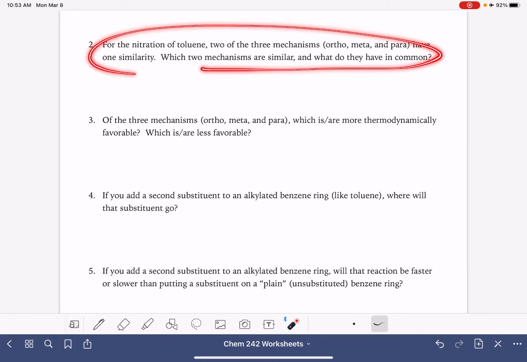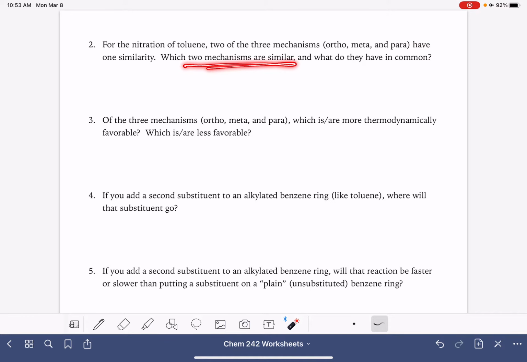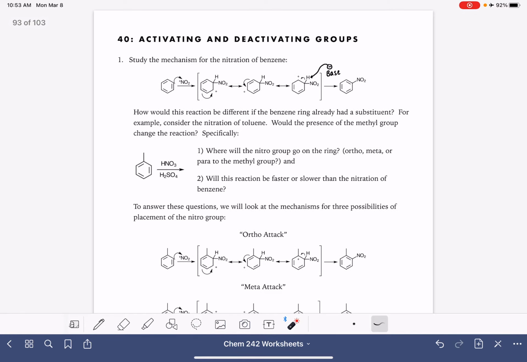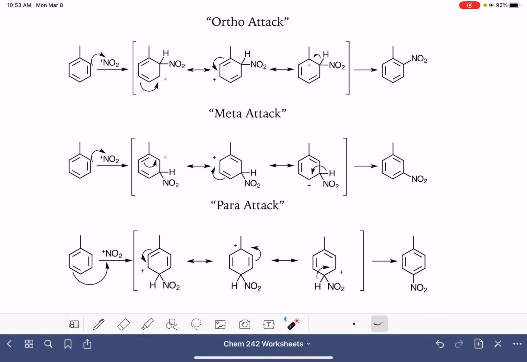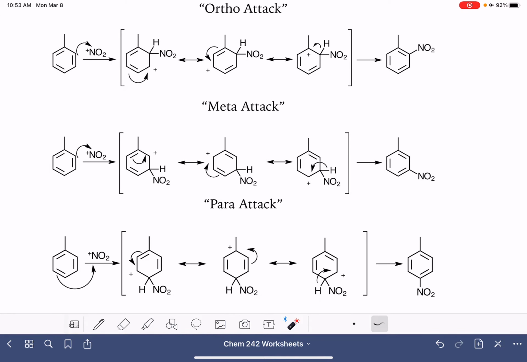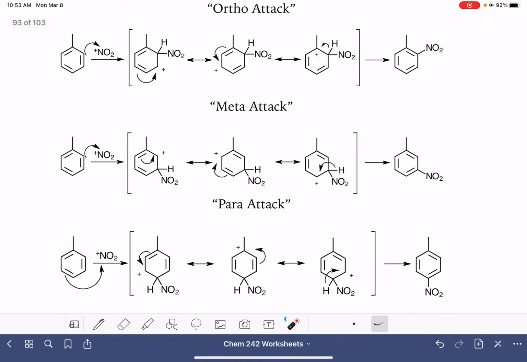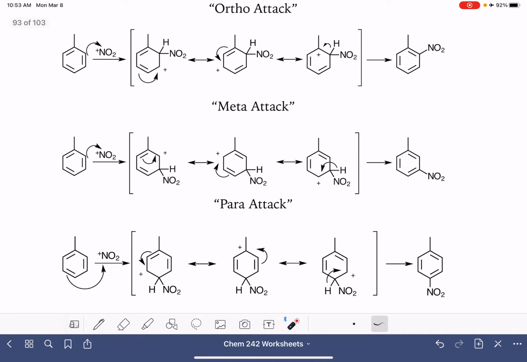Starting with, we're going to look for this similarity. Which two mechanisms are similar? And what do they have in common? When we're comparing mechanisms and thinking about how they are similar and how they are different, we're looking at things like curved arrows, and things like the structures of our intermediates.